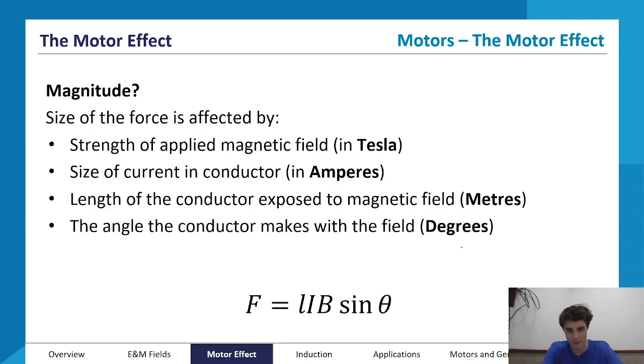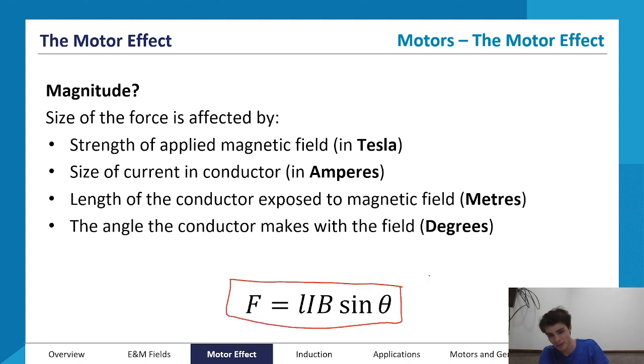Now, the magnitude of the force is dependent on the size of the magnetic field, the size of the conductor, i.e. the size of the wire, the amount of the conductor that's actually exposed to the magnetic field, and the angle as well. Which means that our formula takes a very similar form to our charged particle formula, which is F equals QVB sine theta. There are a lot of similarities between the two.